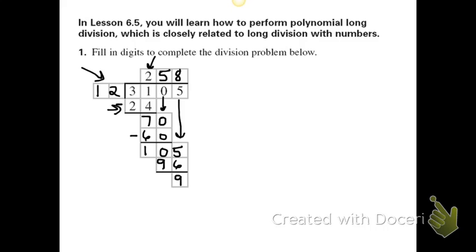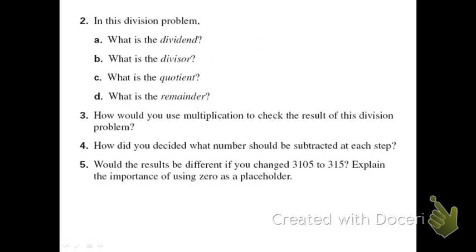Now let's refer to those as we fill in some of the vocabulary that's on the next page. In this division problem, the dividend is the number you're dividing. That's 3,105. The divisor is just what you're dividing by. It was 12 in this problem. The quotient is your answer, 258, and the remainder was 9.